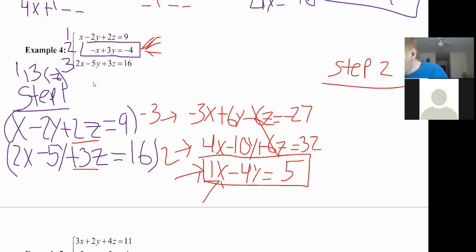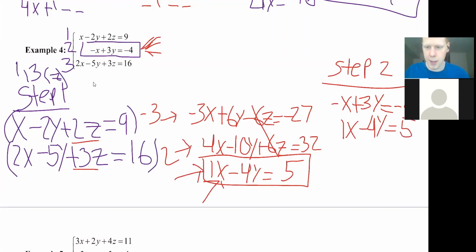We're just going to copy equation 2 from the original. So -x plus 3y equals -4. And then our bottom equation here would be 1x minus 4y equals 5. The x is already set up to eliminate, so we might as well just get rid of the x's. So we would have -1y equals 1. So our y would be -1.